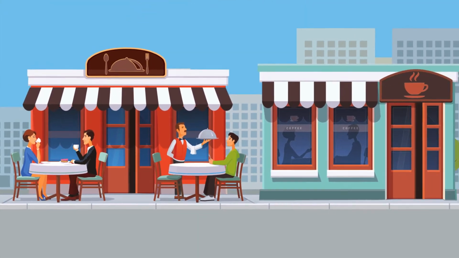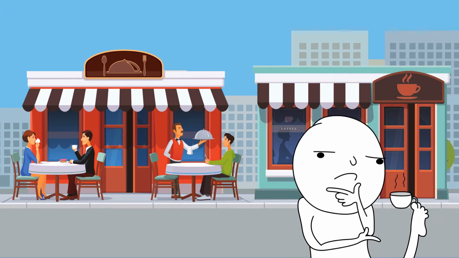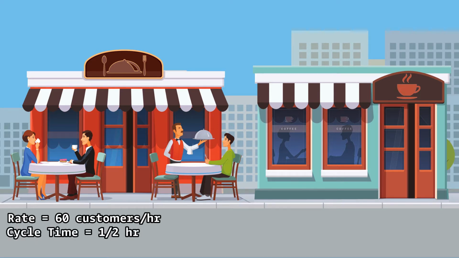Say, I'd like to open a cafe alongside a popular restaurant, and I want to know how many seats would be money efficient for me. Say, I know that the restaurant receives 60 customers per hour, each customer finishes their meal in half an hour. In other words, the rate is 60 customers per hour, and the cycle time is half an hour.